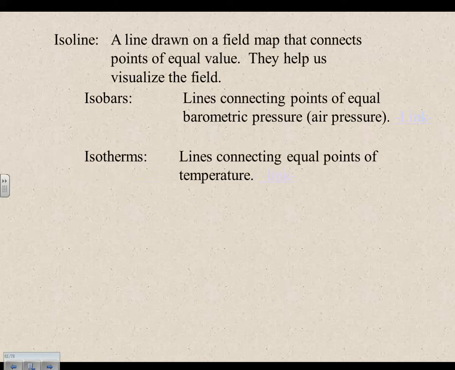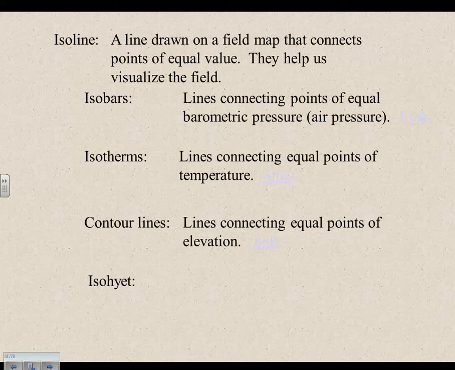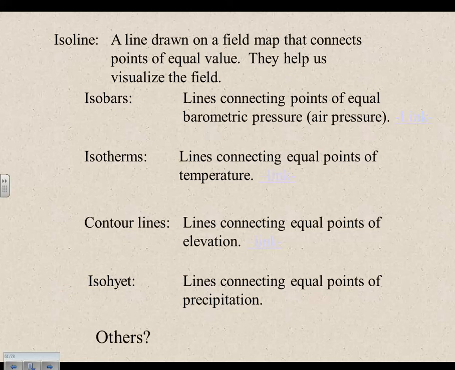Isotherms connect lines of equal temperature. Contour lines, which we're going to be doing the most of, connect lines of equal elevations. And there's some other terms too. Isohyets connect equal points of rainfall or precipitation. It could be snowfall. And there are others. We're not going to get into too many of them. We'll keep it limited today.